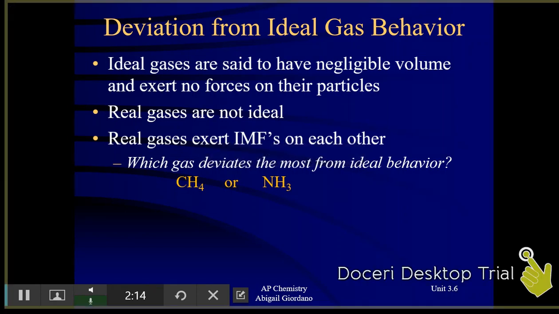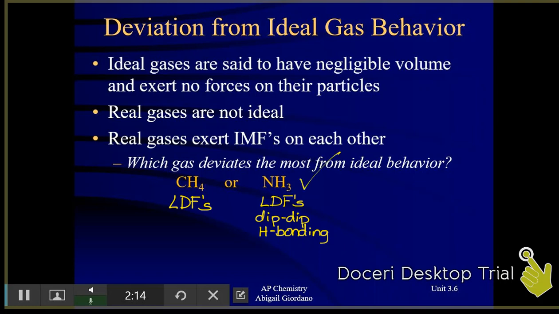CH4, methane, that first compound, is a completely non-polar molecule. So it experiences London dispersion forces only. Ammonia, that's the other compound. It's a covalent compound, so it definitely experiences LDFs. If you were to draw out its Lewis structure, you would see that it is polar, so it experiences dipole-dipole attraction. And because it has hydrogen and nitrogen, ammonia also experiences hydrogen bonding.